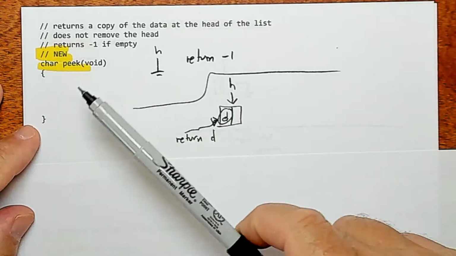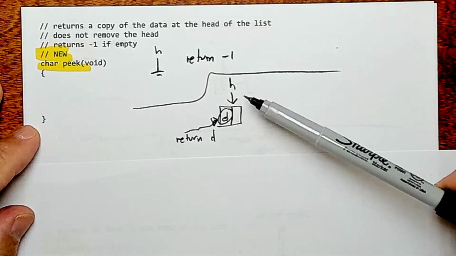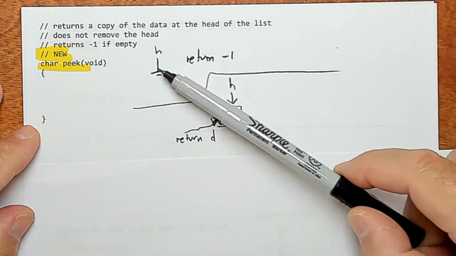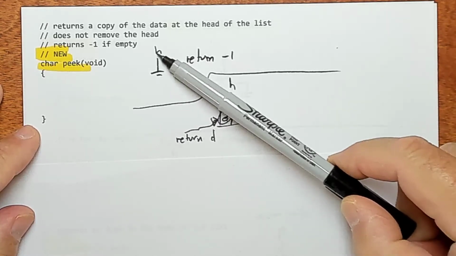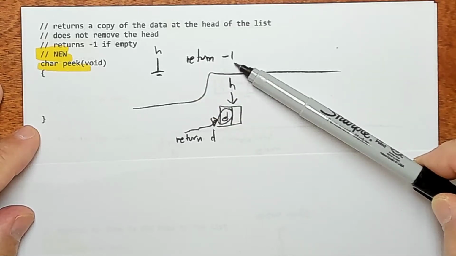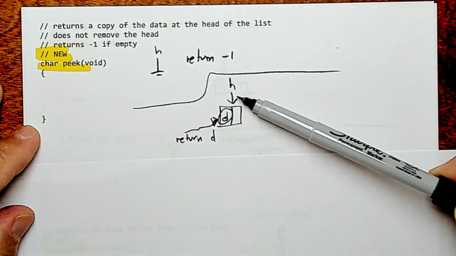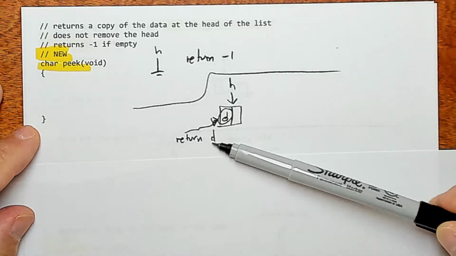So this one's pretty simple. It's just returning a copy without modifying the data. So you've got 2 cases: the list could be empty, which looks like this in diagram form, in which case you return -1, or you just want to take a copy of the data that's at the head and return that.